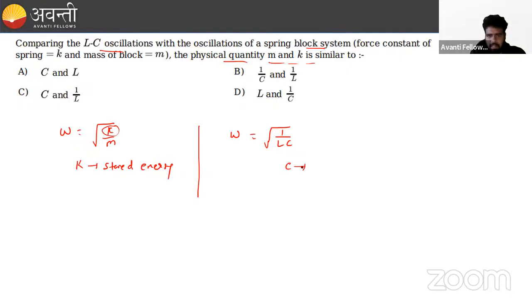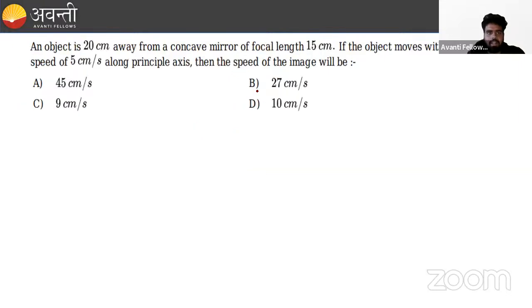The same role is C. Correct. The same role is C. By comparing this, we can say that K is nothing but 1 upon C. And here mass is equivalent to L. So M is nothing but L and K is 1 by C. Option D is the right one.